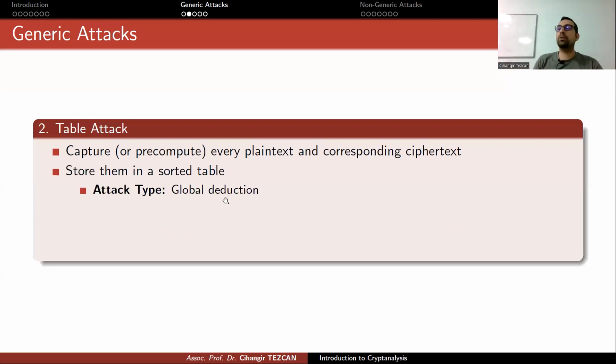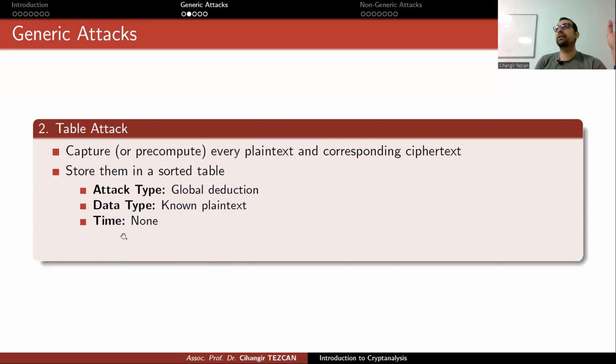So attack type is global deduction now, because whenever I see a plaintext, I know what the corresponding ciphertext is, but I don't know the secret key. And whenever I obtain a ciphertext block, I can check which plaintext block it corresponds to. So this is an example of a global deduction. Data type, known plaintext, but I actually observe every possible text, so saying that it is known or chosen makes no sense here. I actually capture the whole codebook. Okay.